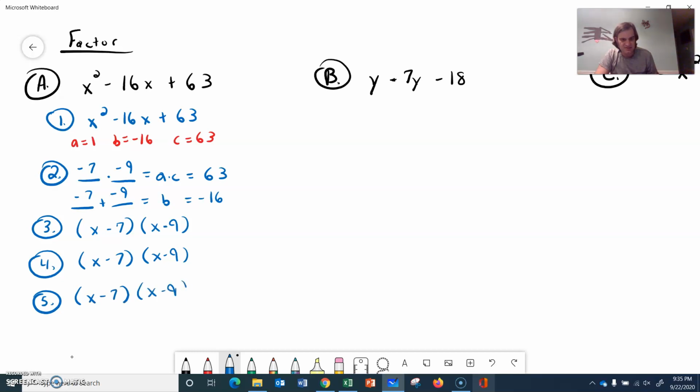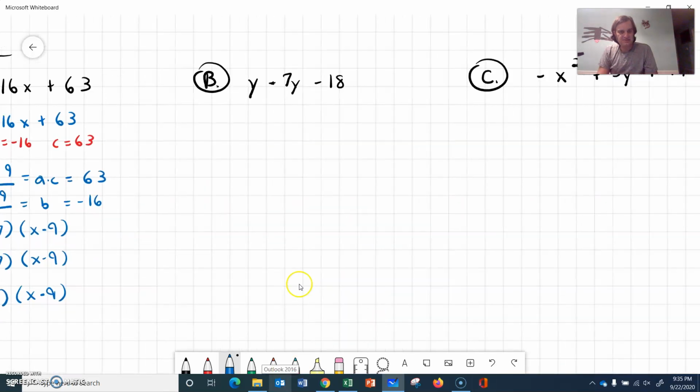So that seems like a little overkill to do the same thing 3 times, and I can agree with you. But when the problems get more complicated, involve more steps, you want to remember what those steps are. So this factors into x minus 7 times x minus 9.